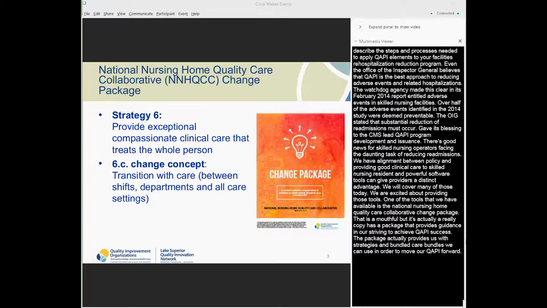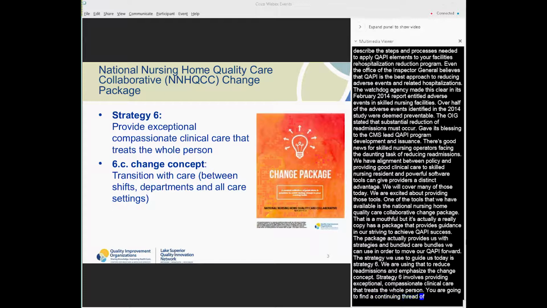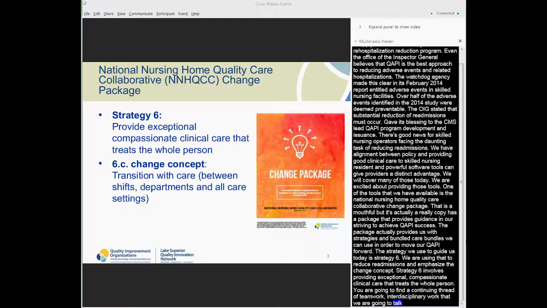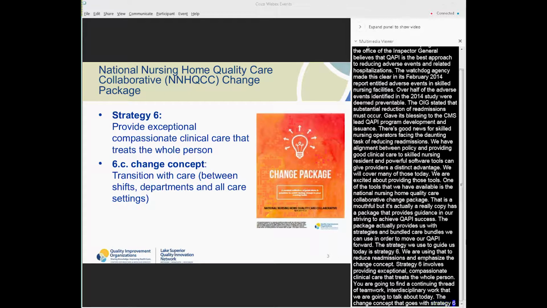The strategy that we're going to be using to guide today is Strategy 6. We're using that to reduce readmissions and emphasize the 6D change concept. Strategy 6 involves providing exceptional, compassionate clinical care that treats the whole person. You're going to find a continuing thread of teamwork and interdisciplinary work that we're going to be talking about today. The change concept that goes with Strategy 6 is transition with care between shifts, departments, and all care settings. So that really reinforces that teamwork.